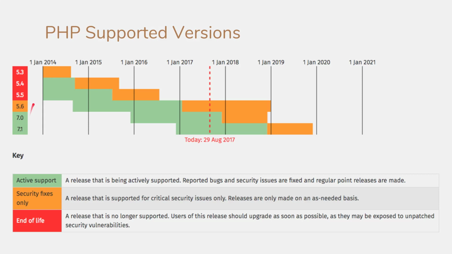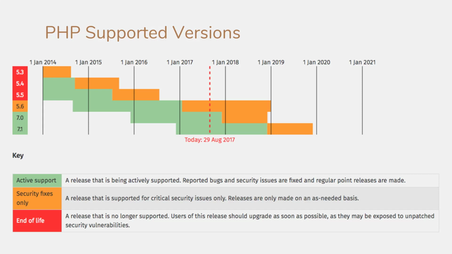So if you have an existing host and they're running an old version of PHP, ask them what their plans are for upgrading their supported PHP versions. If they say that they have no plans, then it's likely that you need to look at changing hosts, because you don't want to be on a host that's running super old versions of PHP. Or you need to upgrade your hosting plan.